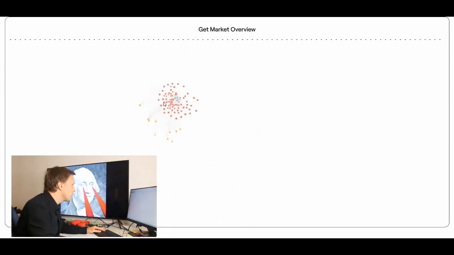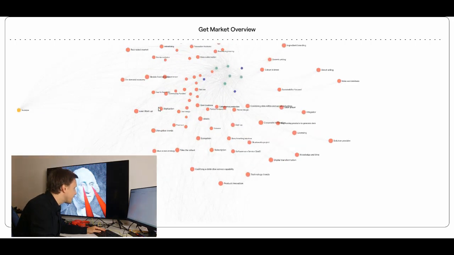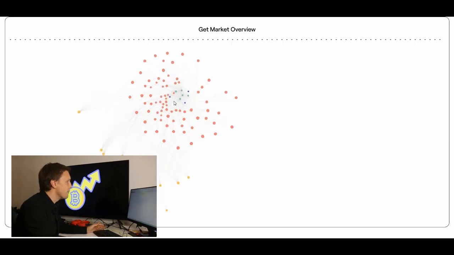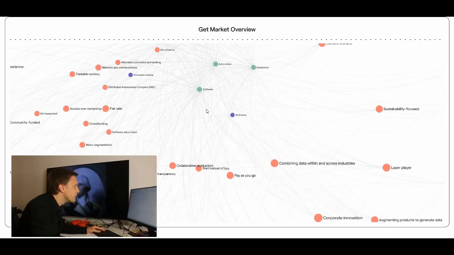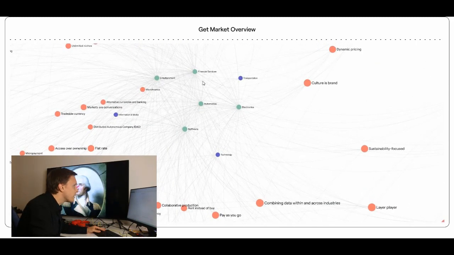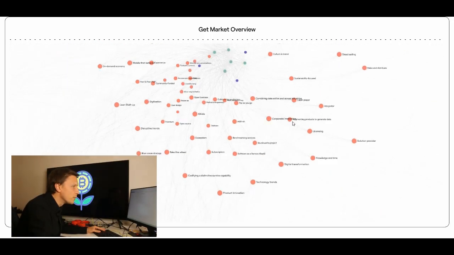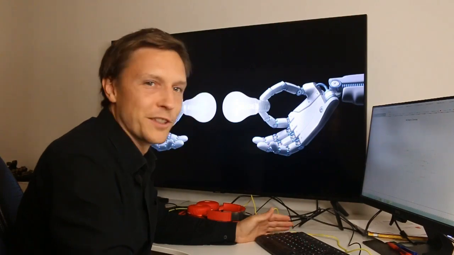So here we can find some patterns, some sectors and categories and companies. Interesting. So what do we have here? So green are the patterns, financial services. I don't know what this is useful for, but it looks interesting.